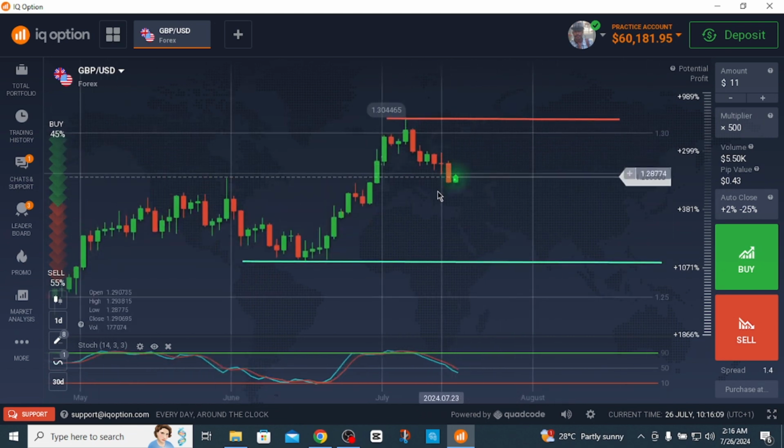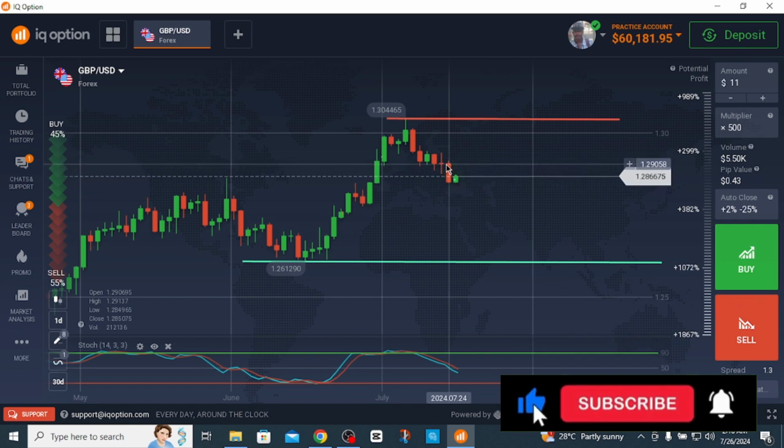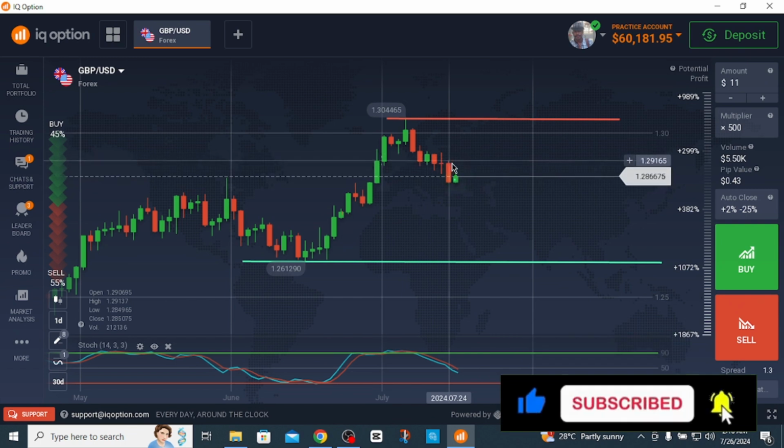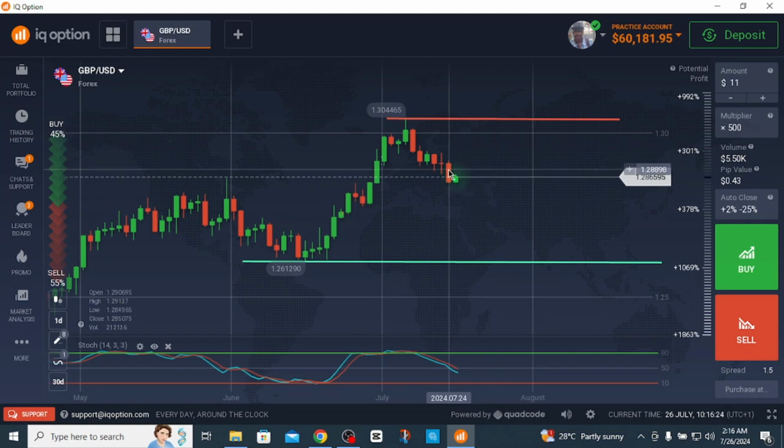As you can see, this is the previous day candlestick showing us it is bearish. It's showing us that the bears are in control of yesterday's market, which means we are going to be looking to trade in this direction of the bears.